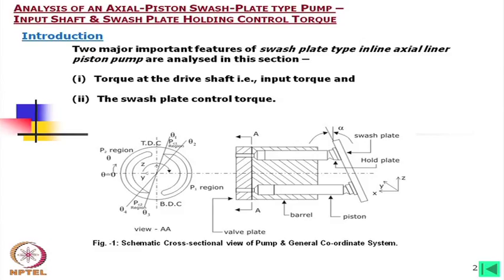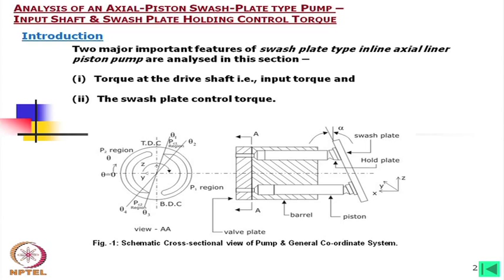But if we talk about the swash plate control torque, normally we will think about what it is. Now, this swash plate will be pivoted, usually the pivot point is on the axis of the shaft. That means the pivoting axis and the shaft axis are perpendicular to each other but intersecting. However, it might also be non-intersecting. We will come to that later.